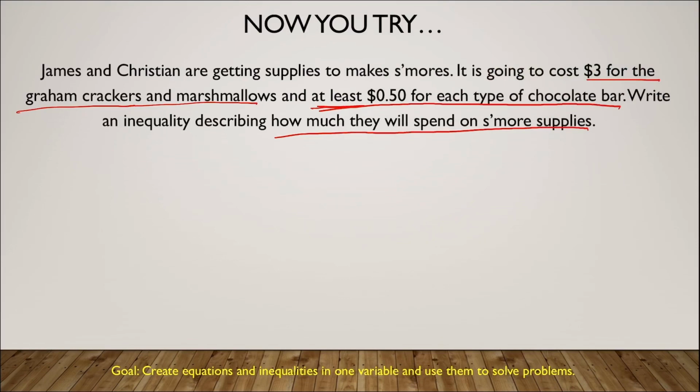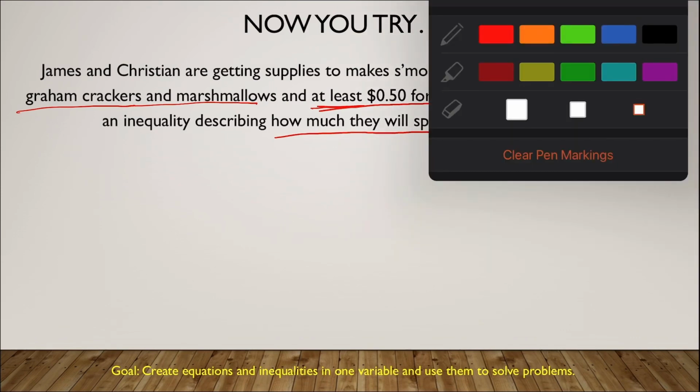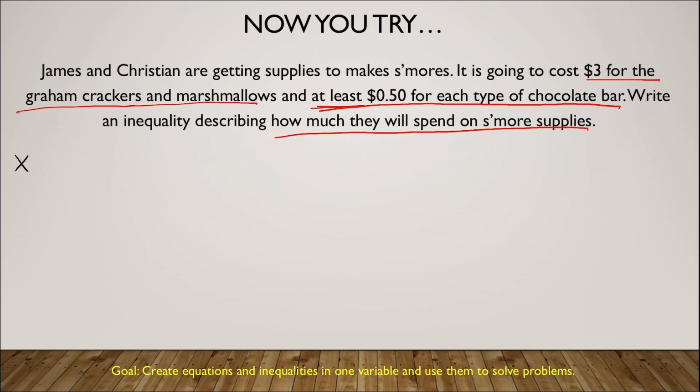Okay, so this is what we know. We know it costs $3. Oh, first, you know what? Let's identify what my variable is going to be. So we know X is going to be the number of different types of chocolate.